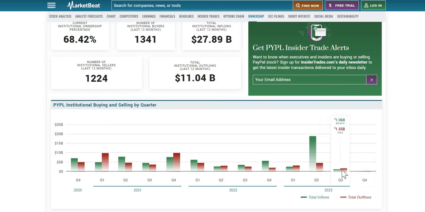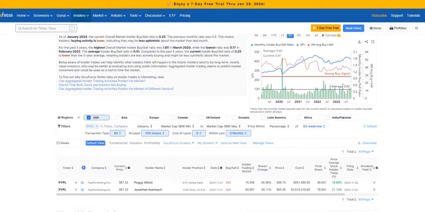But I do want to point out that in Q3, more selling was done than buying. And in Q4, the same story. So in their most recent quarter, the institutions did sell more stock of PayPal than they did buy. But as always, just something to consider. Don't always copy what the institutions do. In fact, never copy what the institutions do, but you can use it as part of your own investment thesis.